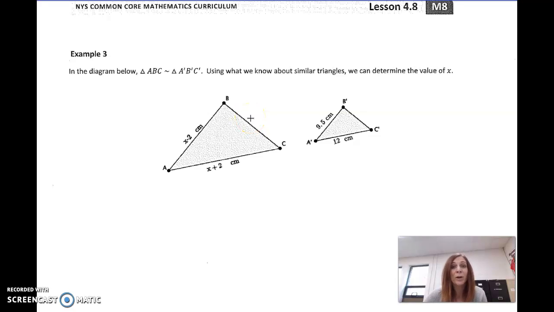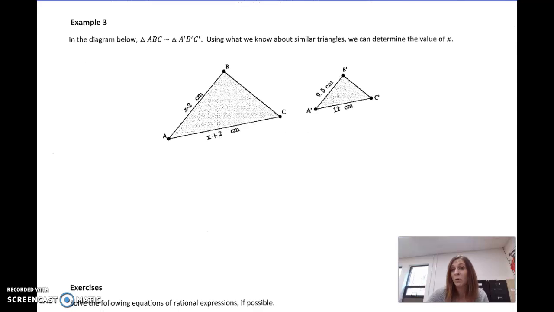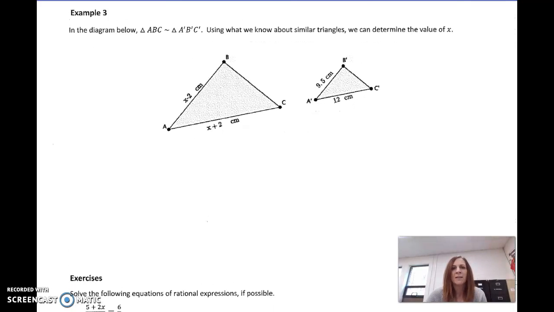We're still working on the idea of linear equations in disguise and the method of solving those by finding our cross products. So still working in lesson 4.8 here, module 4, lesson 8. Now this one is going to talk about similar triangles. Okay, so somewhere along the way, we set up proportions based on similar triangles.